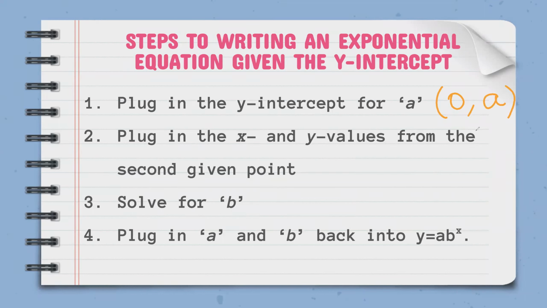Your second step is to then plug in the x and y values from the second given point. So you might be given something like this. Okay, these are your x and y values. Once you do that, you're going to solve for b. And then your last step is to plug in the a and b that you found back into y is equal to ab to the x. So let's start our first example.